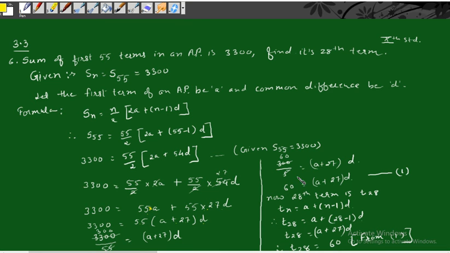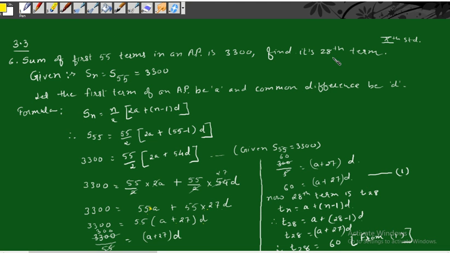Okay, so by cancelling, 11 fives are 55, 11 threes are 33. Okay, then again 5 divided by 5, divide 300, that is 60. So I'll get 60 is equal to A plus 27D. Okay, I will consider this as equation 1.